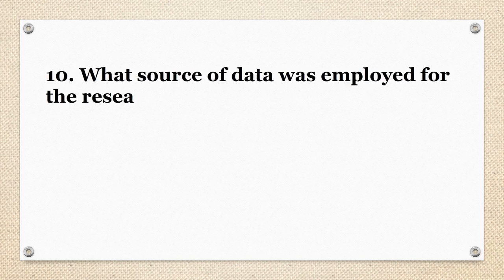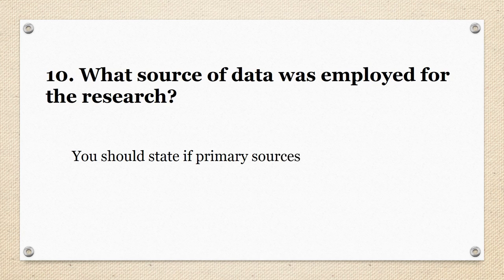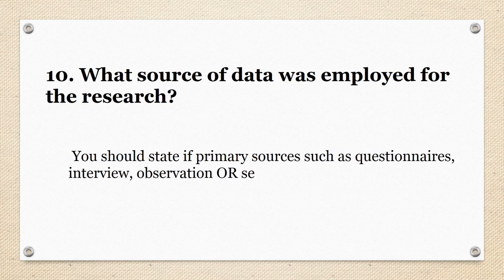Question number 10. What source of data was employed for the research? That is, what type of data was being used? Either it was primary data or secondary data. The possible answer for this question could be, primary sources such as questionnaires, interviews, or observations were used, or secondary sources like books, journals, and newspapers were used. So you simply have to answer the nature and the type of the data.